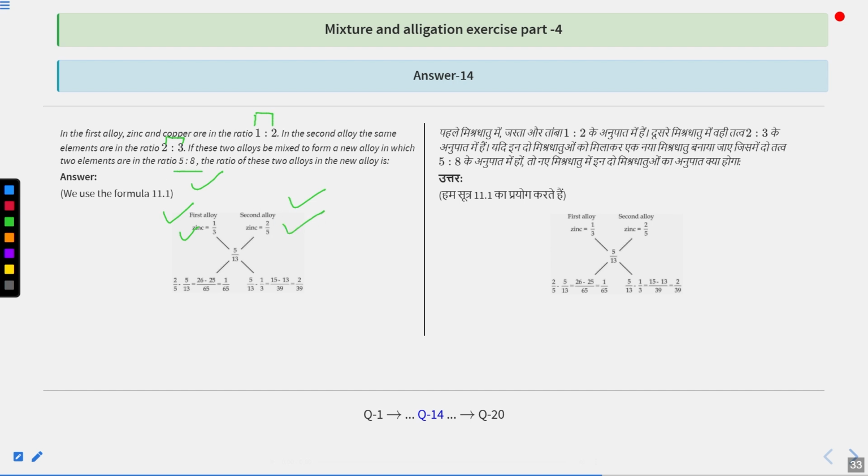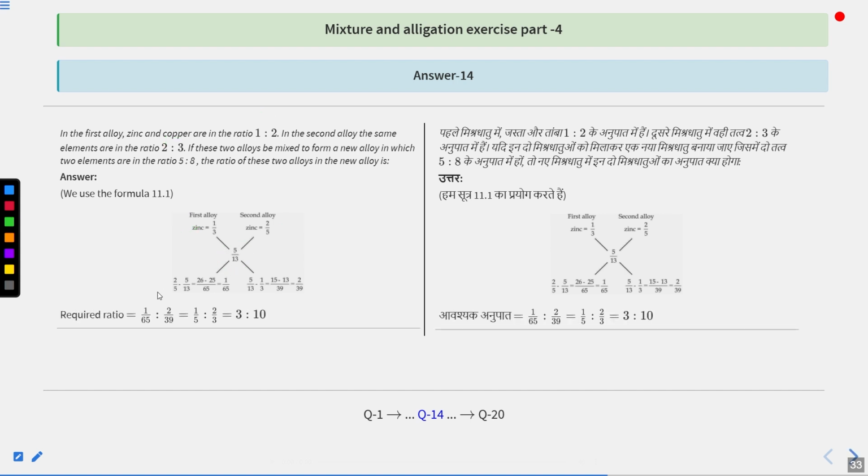Now when we mix them, we need to make them in 5:8. So total is 13 unit and 5 unit is zinc. We just need to calculate this and we get our required ratio, which becomes 1/65 ratio 2/39. When we calculate it, we get in integer form 3:10. So 3:10 is our required ratio. Next one.